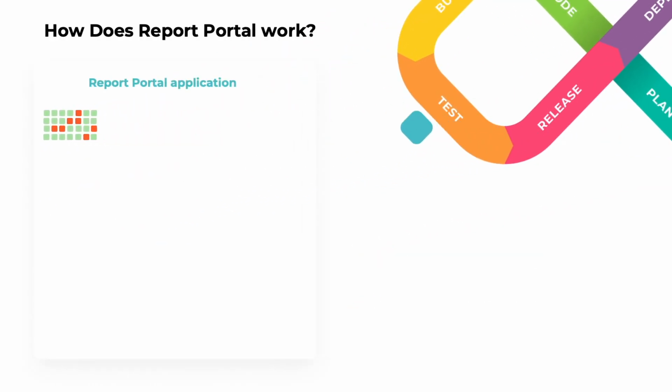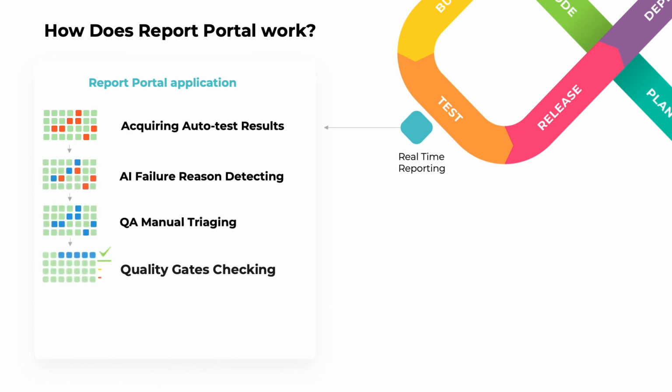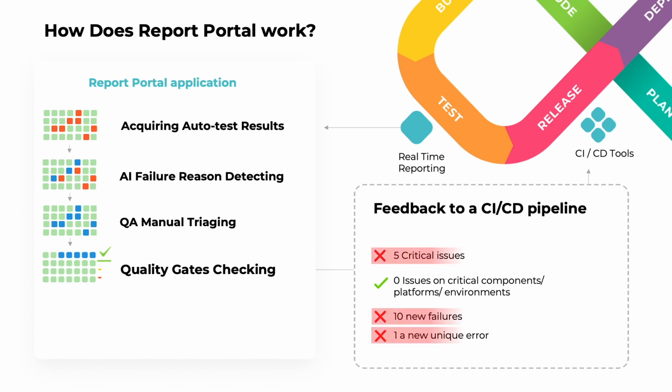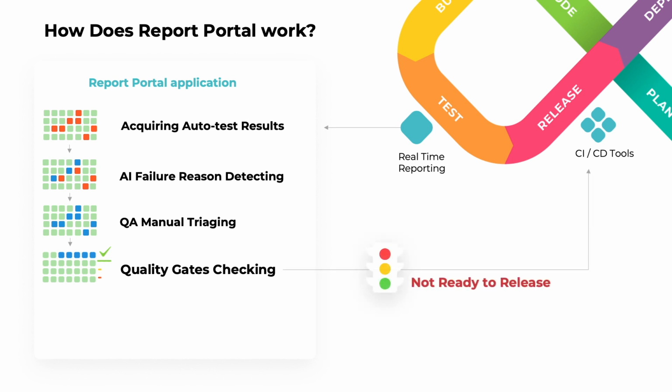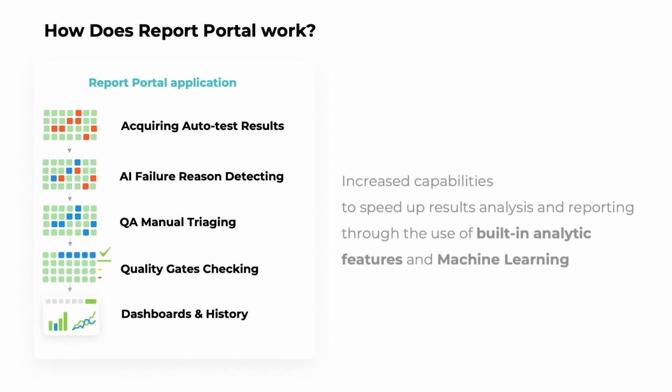But how does Report Portal work? It acquires results from test frameworks. AI finds known failures. QA analyzes unknown failures. System assesses build quality and sends feedback to CI/CD. All history and test reports are located in Report Portal.